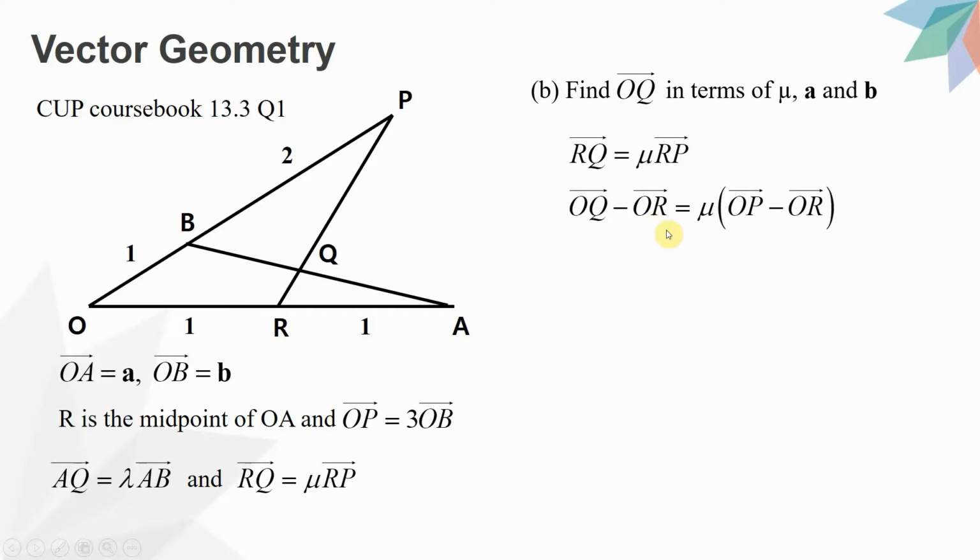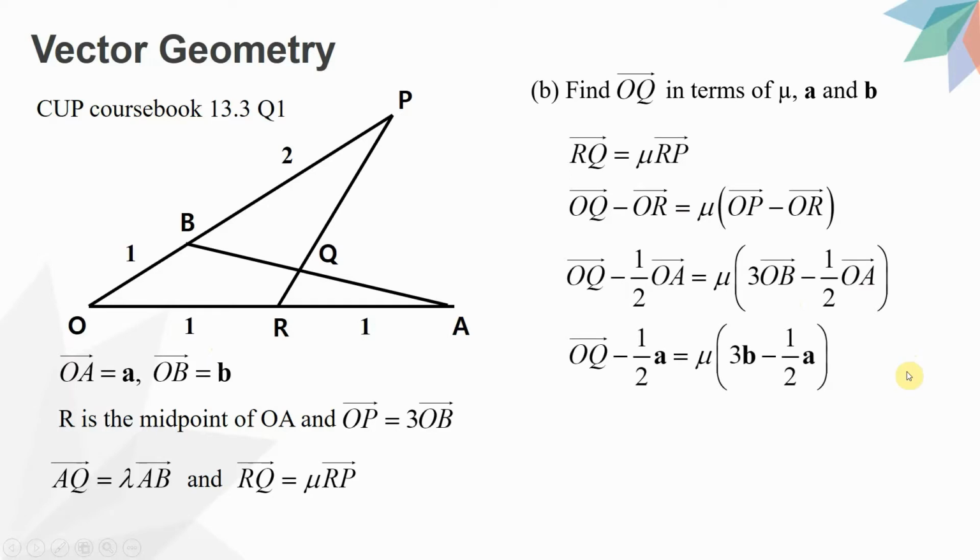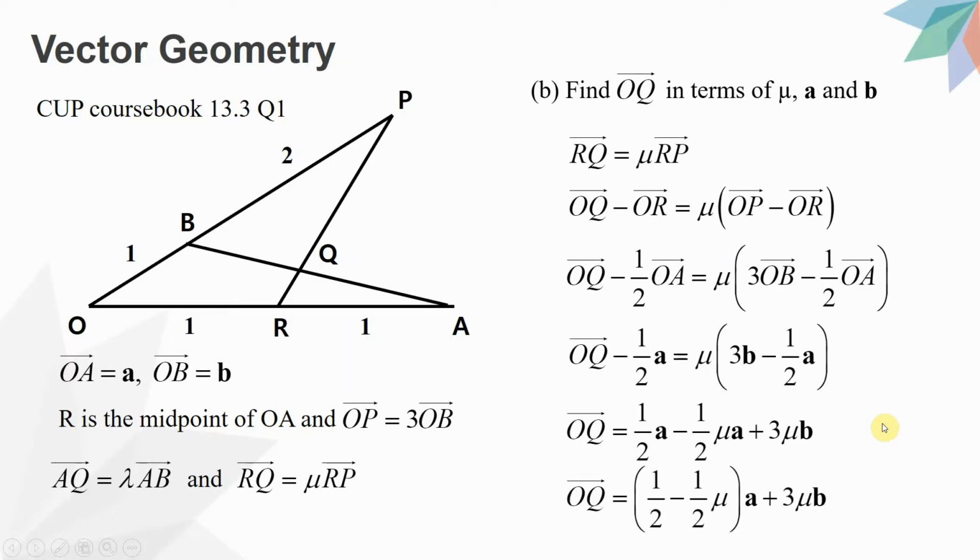But before that, we need to substitute the relationship that we know from the ratio. So OR is actually half of OA, and then OP is 3OB. And now we can substitute the vectors A and B, and we just do some simplification and also factorizing, and then we can get another form of vector OQ.